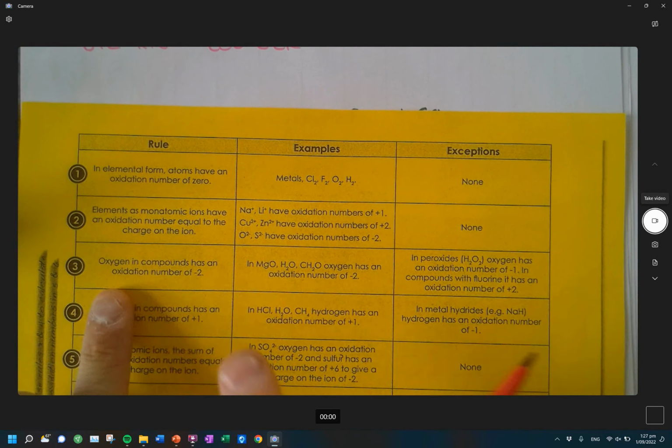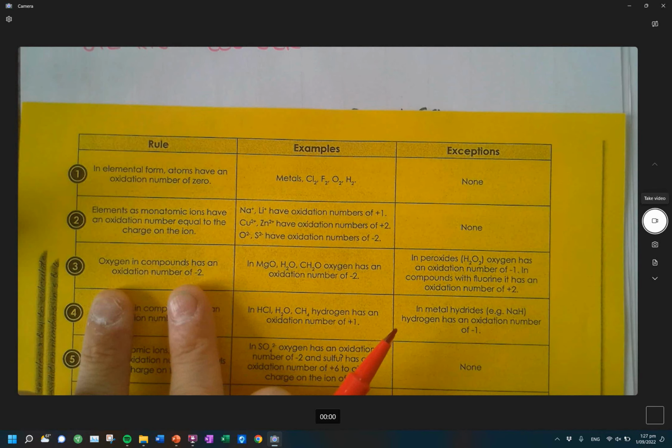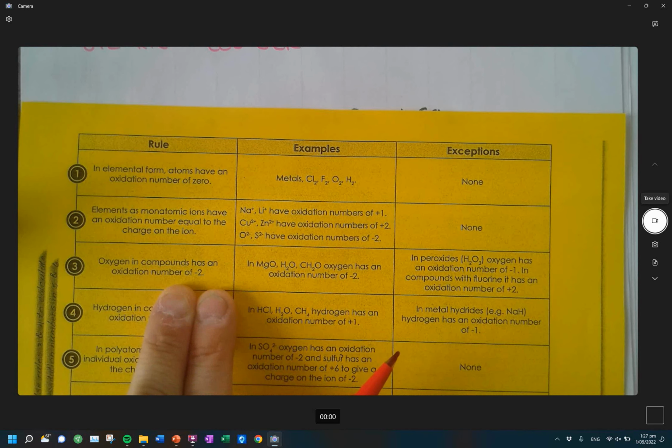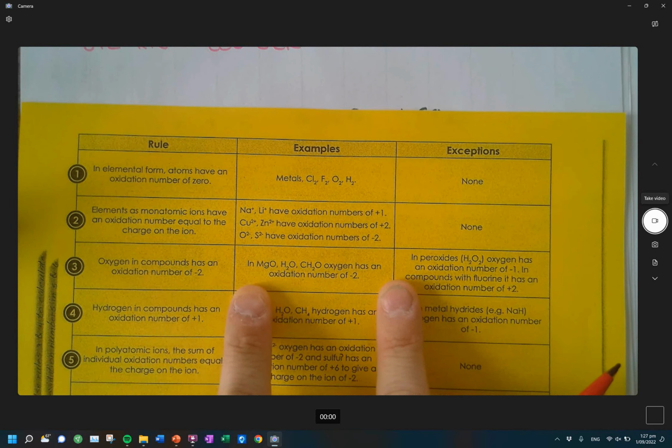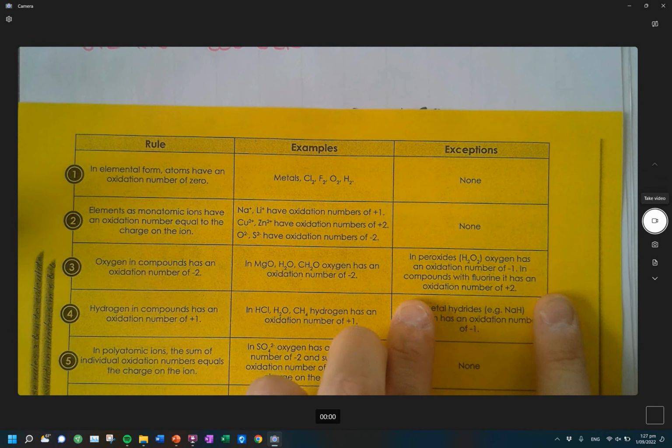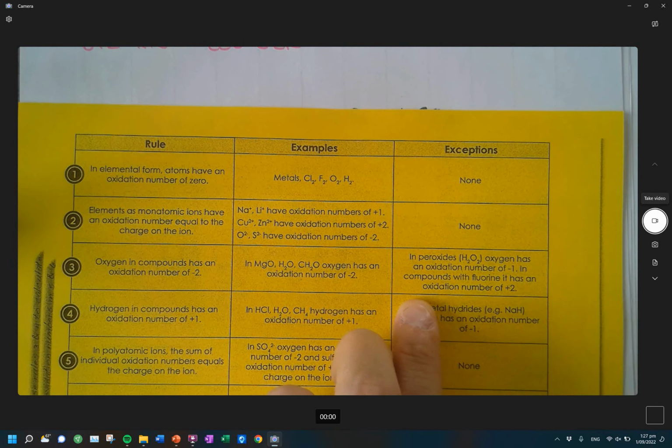All right, so do you see how I'm looking at number 3? Oxygen has the oxidation number of -2 in compounds. They've given me a list of examples to help me kind of see what those are. There is an exception to that rule, and that's if oxygen is in hydrogen peroxide, so H2O2. If it's in H2O2, the oxidation number is -1. Are we good with that so far?